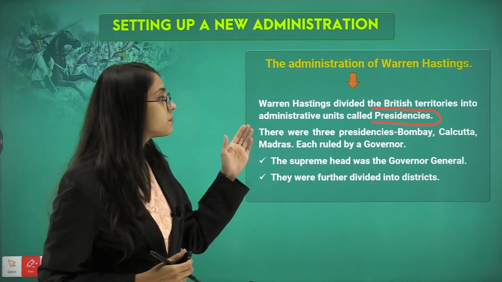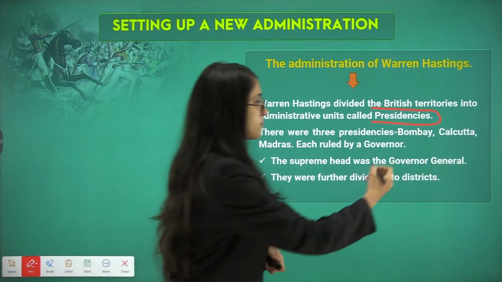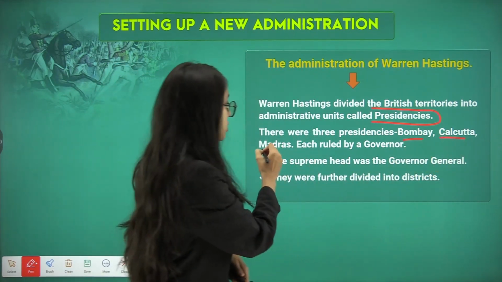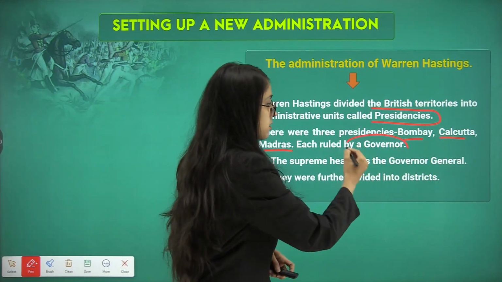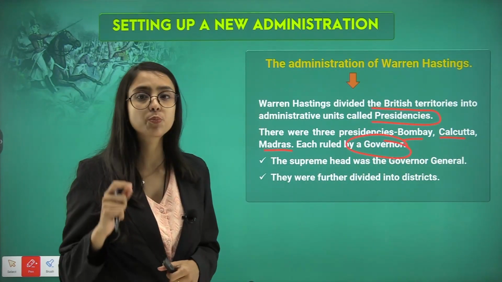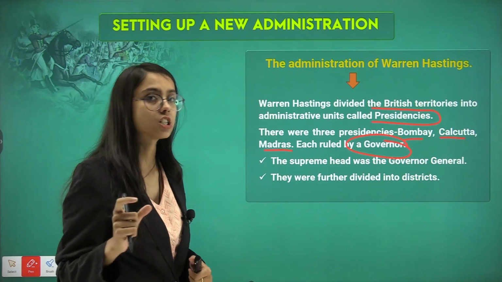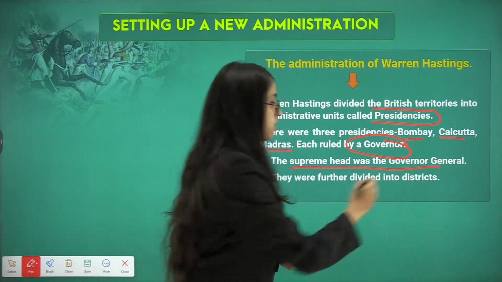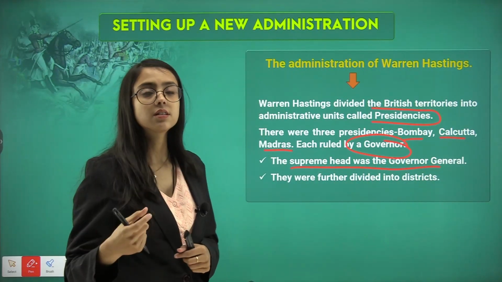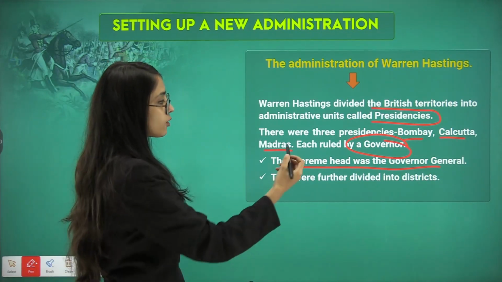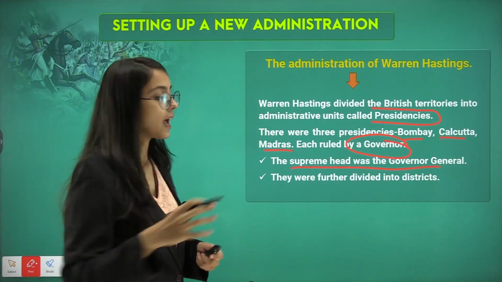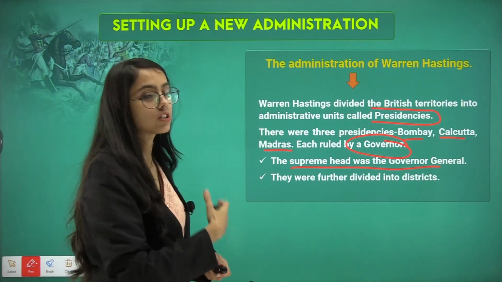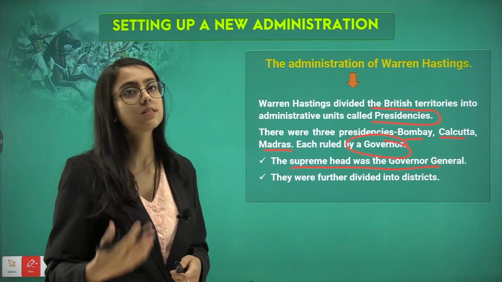So, there were mainly three presidencies: Bombay, Calcutta and Madras. Each presidency was ruled by a governor. The supreme head was the Governor General. Okay, and they were further divided into districts. So, of course, if you have three presidencies like we have states today, and these presidencies then were further divided into districts and towns and cities.